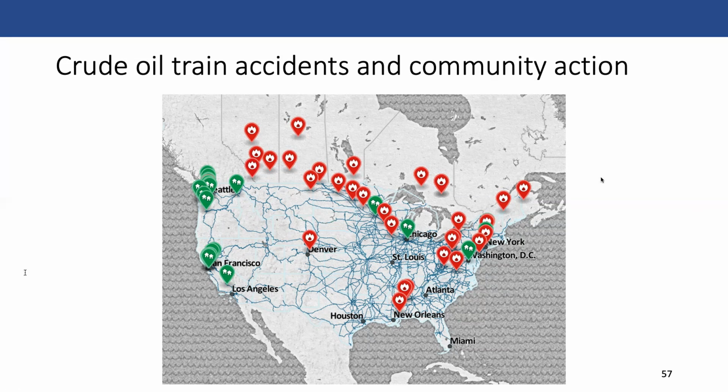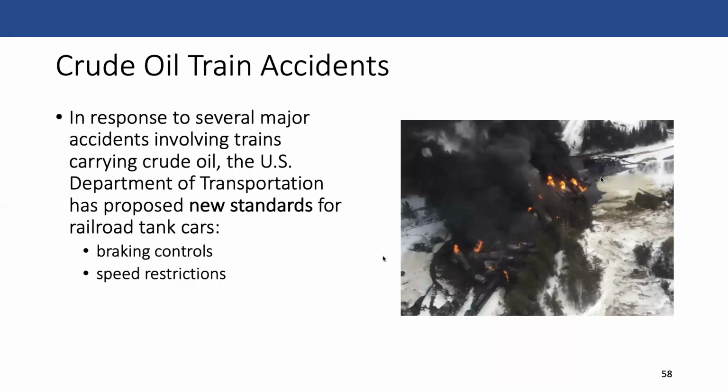One of the things that you'll note is that we care about the ecological and environmental impacts of these things, but oftentimes they're not really correlated with the people who are directly impacted. So crude oil train accidents, something like you're seeing here in this picture. After the accident happened, the US DOT proposed new standards for braking controls and speed restrictions to help reduce the amount of accidents.